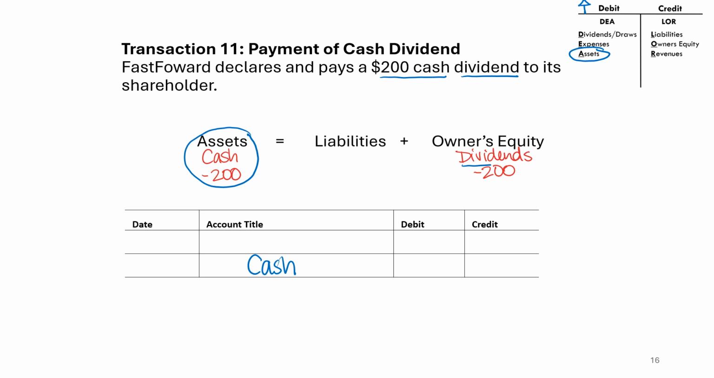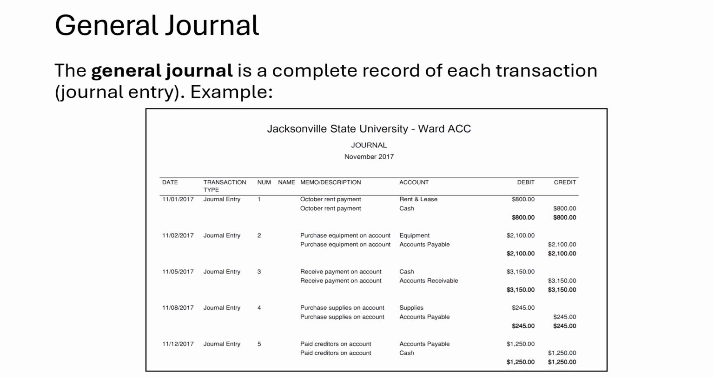The other account that is affected is the dividends account. Dividends are recorded with a debit. So debit dividends $200, and credit cash $200. So this shows the general journal. The general journal is a complete listing of every transaction in a journal entry. So you have journal entry 1, journal entry 2, journal entry 3, and it just continues on and lists all the journal entries.